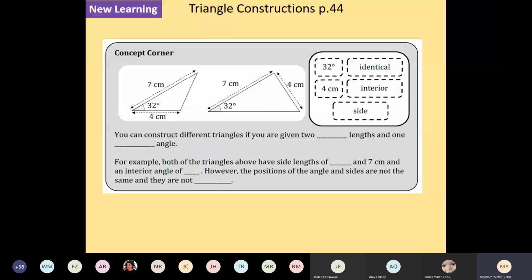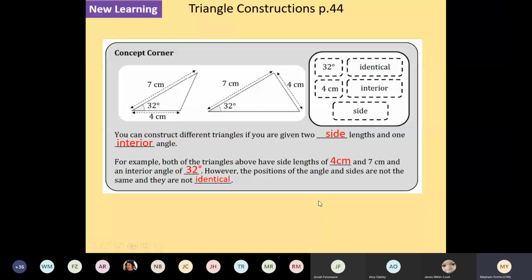Okay, let's start to read this together. You can construct different triangles if you are given two side lengths and one interior angle. As you can see in the diagram above, they look different, but you can see that you can form different triangles if you're given that information. So, for example, both of the triangles above have side lengths of 4 centimeters and 7 centimeters and an interior angle of 32 degrees.